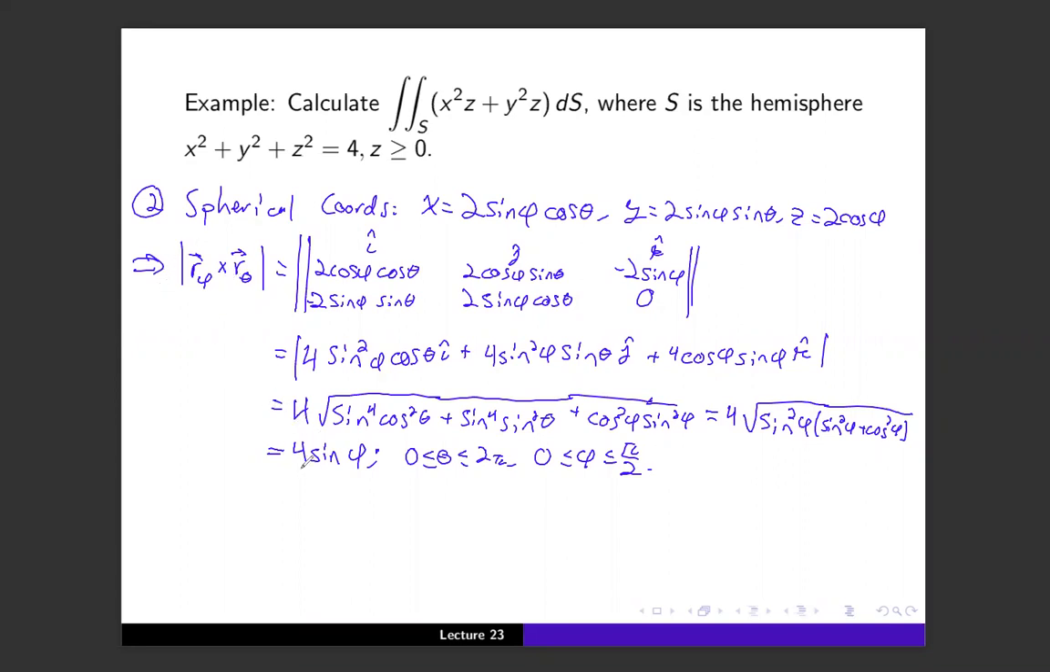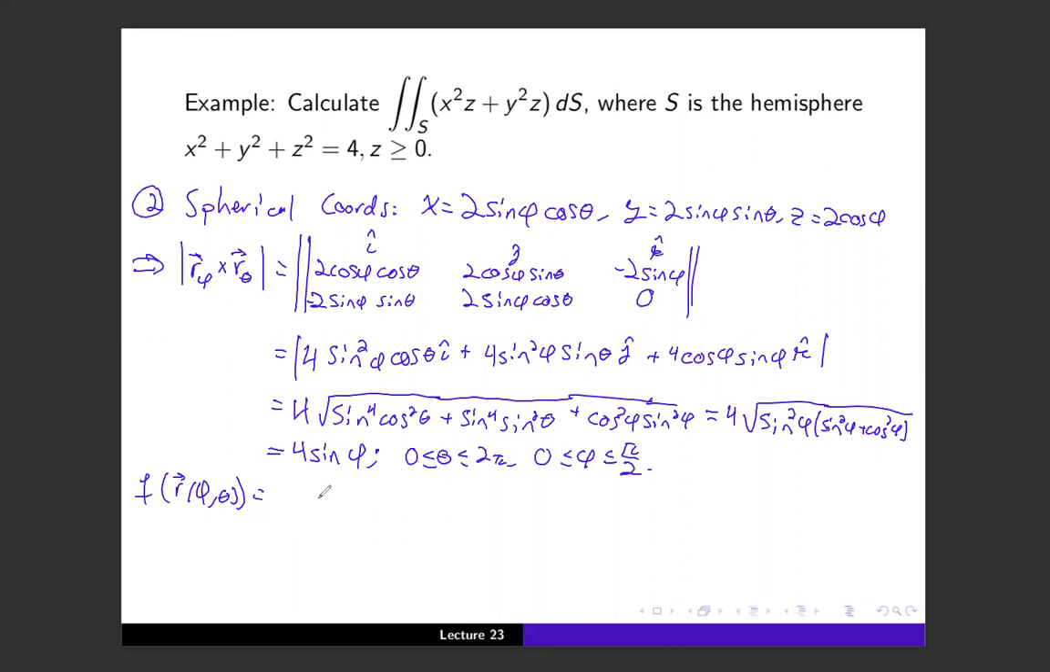By the way, some of you may notice that that's the same thing as rho squared sine phi. So just to remind everyone, that's what the stretch factor is in spherical coordinates, rho squared sine phi. There's a reason that comes from somewhere. Okay, so now we need to find out what f of r of phi and theta would be.